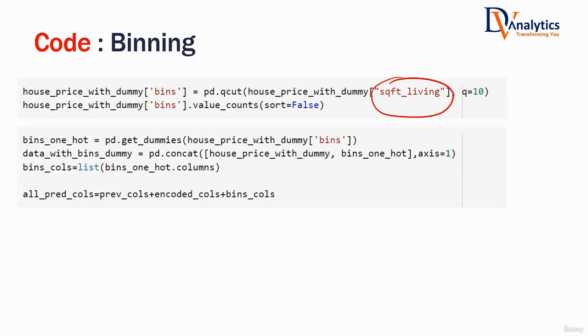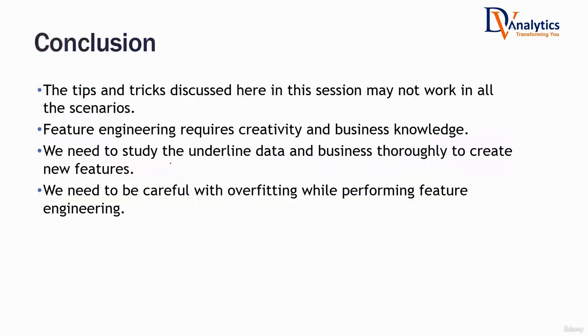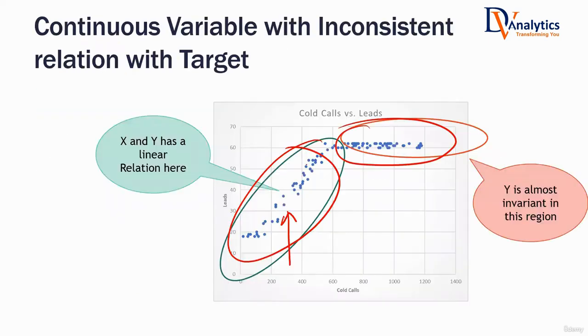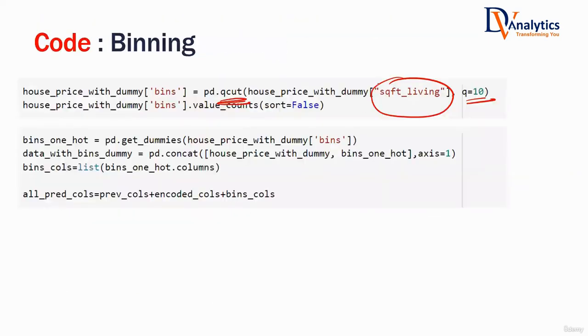If it has a lower carpet area, the price must be low. If you want to force it to be used in the model, use this Q cut option, which will do the binning. Q equal to 10, you make 10 bins. Maybe it will not have a perfect relationship with the target variable. It may have an inconsistent relationship. Wherever there are patterns, they will be found and they will be added.